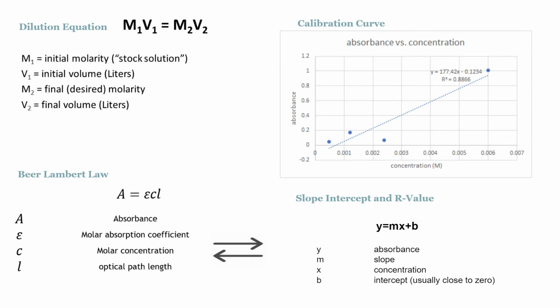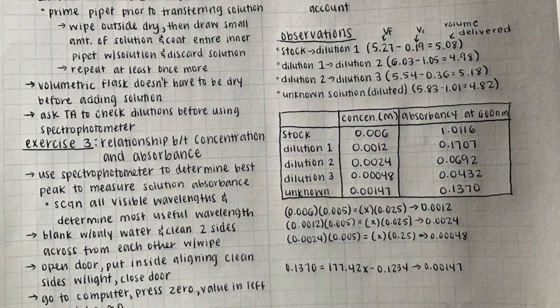You can also substitute absorbance in the slope-intercept form from the calibration curve to solve for x, which we established as concentration. The manipulation of the dilution equation is shown here in the notebook. You can first start with the concentration of stock solution to find the concentration of the ensuing dilutions each time.